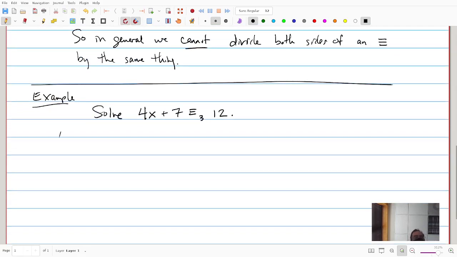So, note, we are allowed to, or actually, you know what, I'll just say this implies that 4x is equivalent modulo 3 to 12 minus 7, subtracting 7 from both sides.